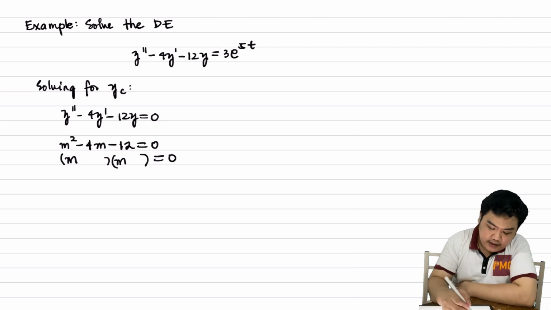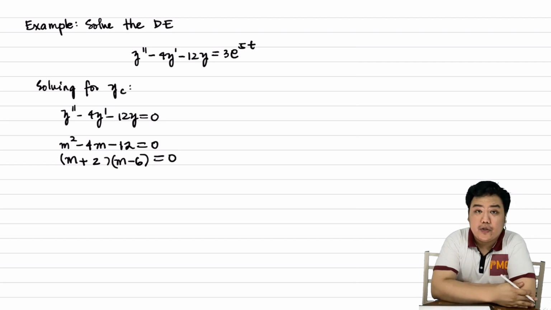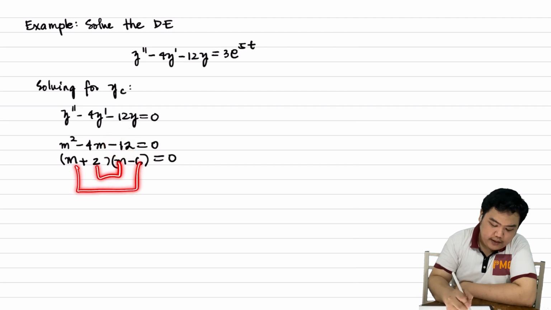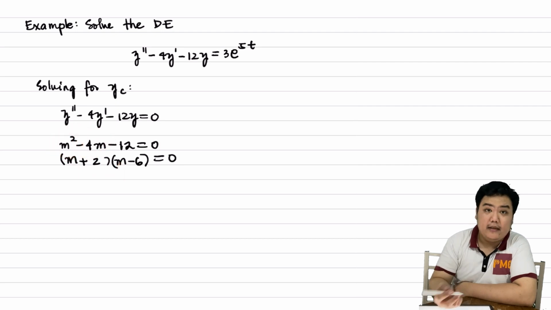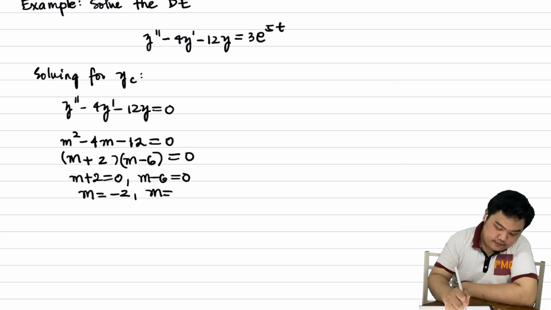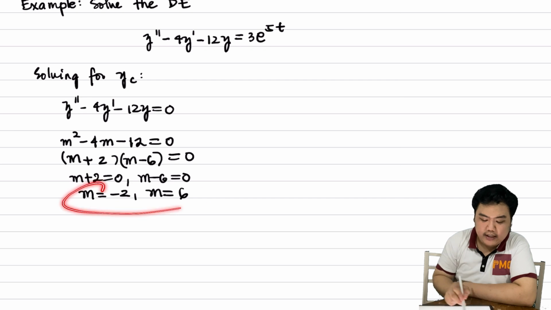may factors ba si 12 na magiging 4 yung sum or difference? So, I think it's 2 and 6. So, negative 6 plus 2, no? Tama ba yung multiplication natin? Negative 12. 2m minus 6m is negative 4m. And then you have m square. Tapos equate each factor to 0. So, ito yung roots ng ating auxiliary equation.